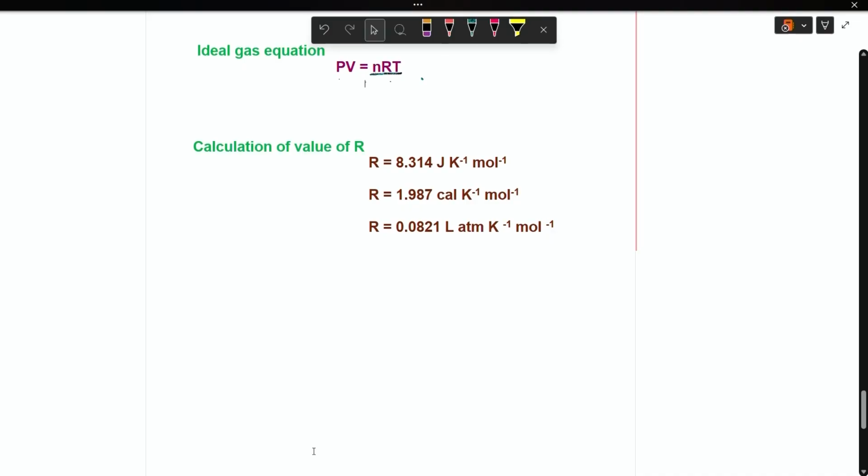Next, we evaluated the value of R in different units. In SI units, R is equal to 8.314 joules per Kelvin per mole. In calories, it is 1.987 calories per Kelvin per mole, and in liter atmospheres, it is 0.0821 liter atmosphere per Kelvin per mole.